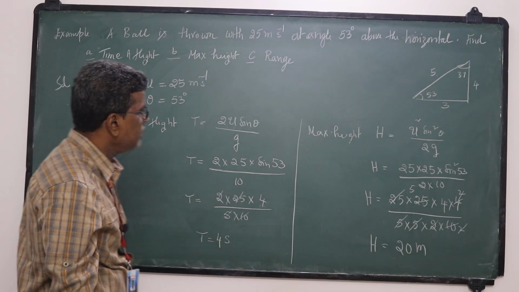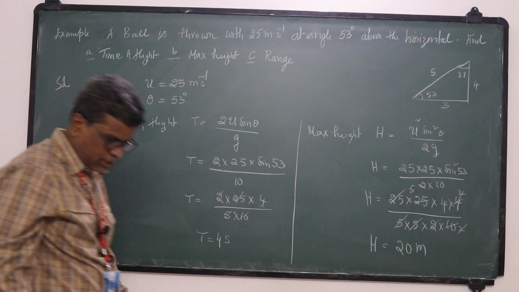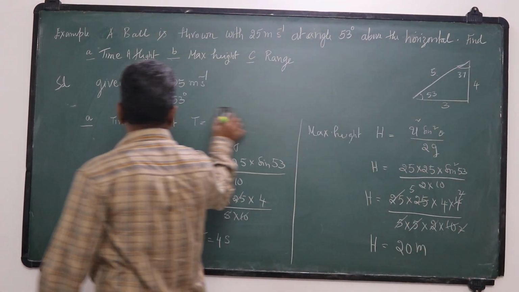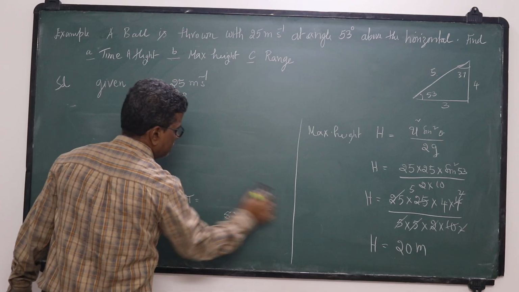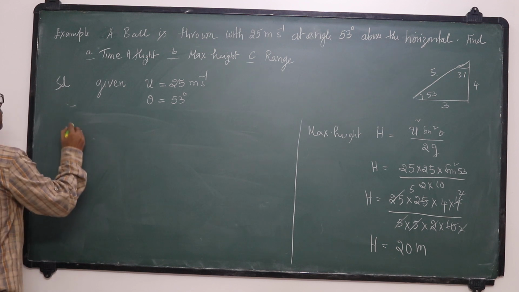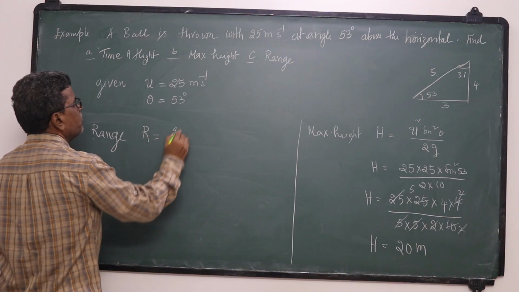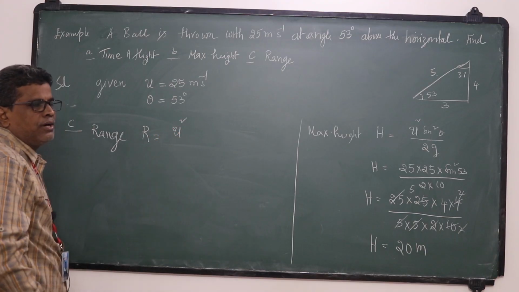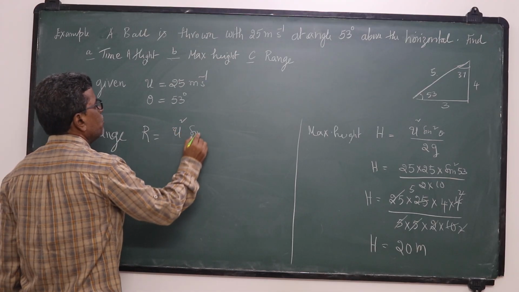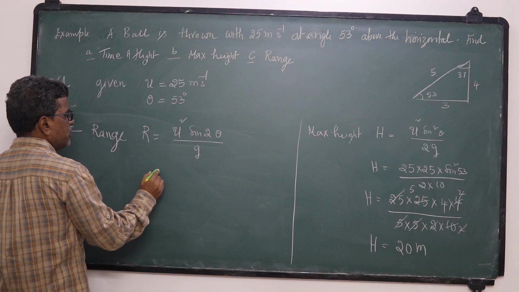Okay. The third one is range. Range we want. Range is given by the expression; yesterday we arrived at it. Range is horizontal distance travelled by the projectile. Range is equal to u square sine 2 theta by g. This is the expression for range.